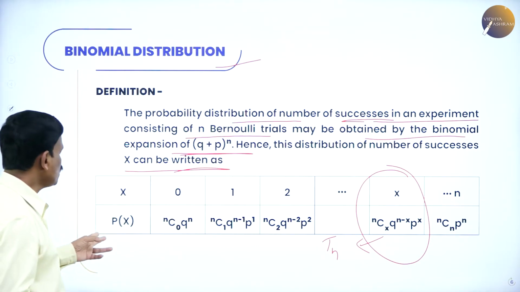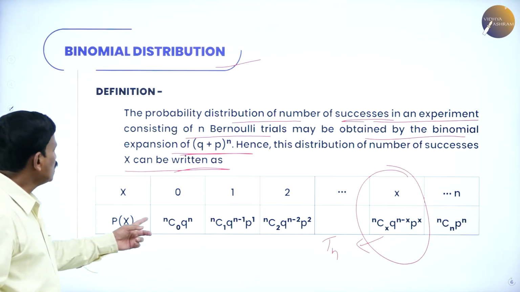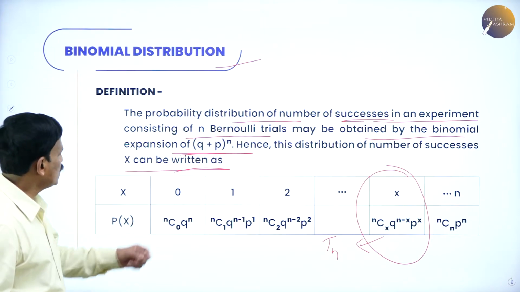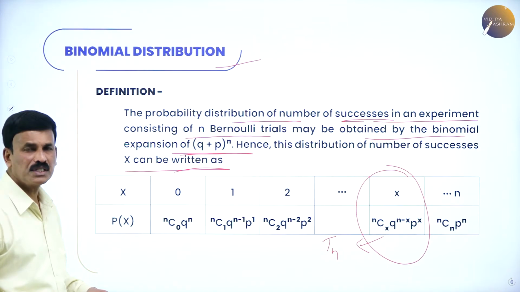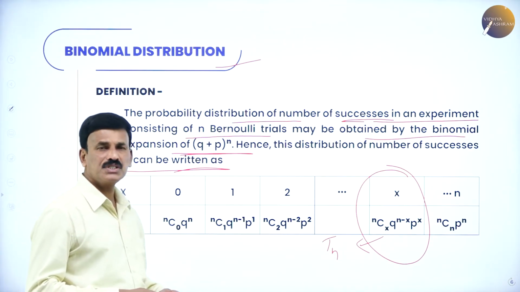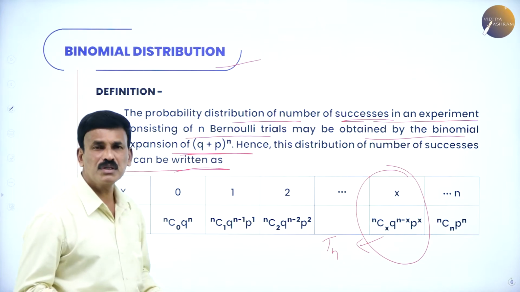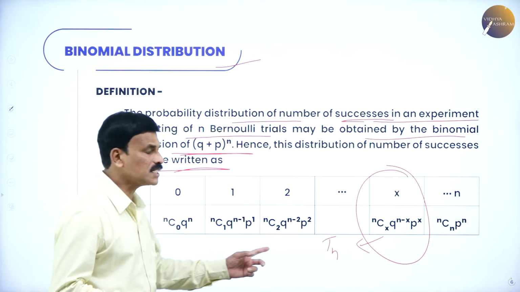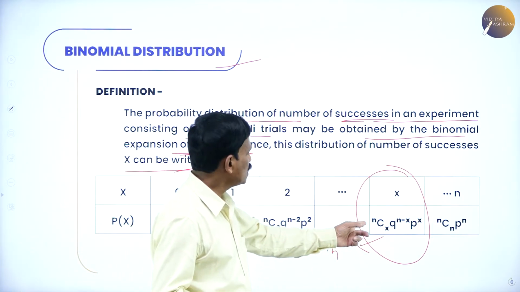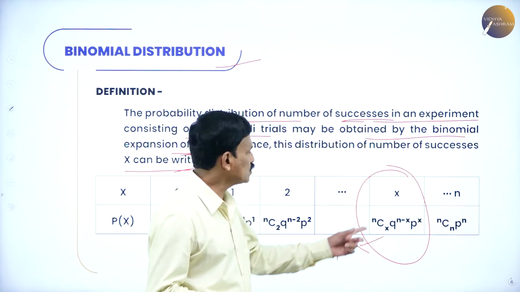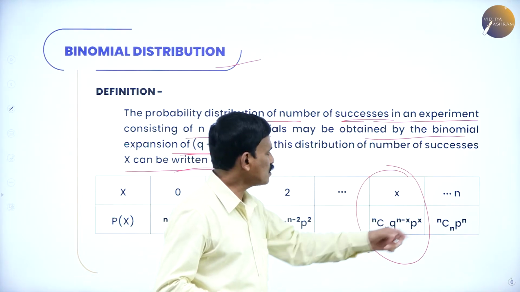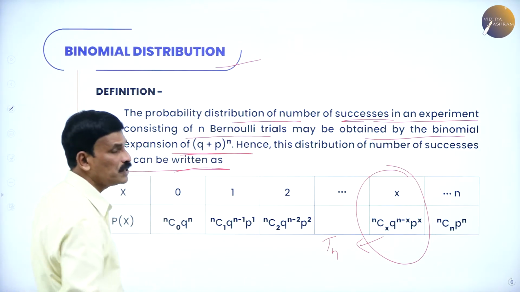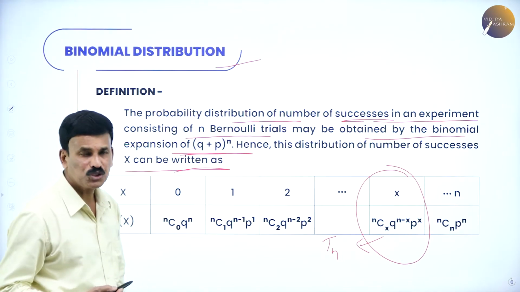up to n. P(x), the probability of success: the first term, when x is equal to 0, is nC0 q^n. When x is equal to 1, nC1 q^(n-1) p^1. When x is equal to 2, nC2 q^(n-2) p^2. When x is equal to 3, nC3 q^(n-3) p^3, and so on. The general term is nCx q^(n-x) p^x, and the last term is nCn p^n. This is called the binomial distribution.